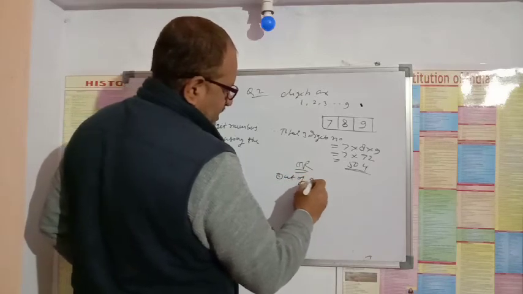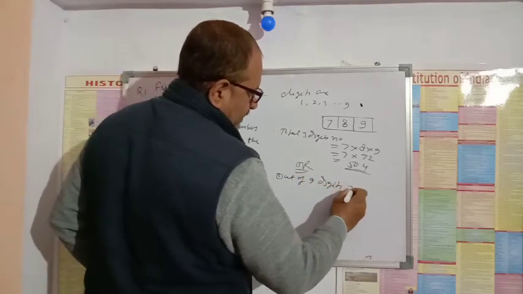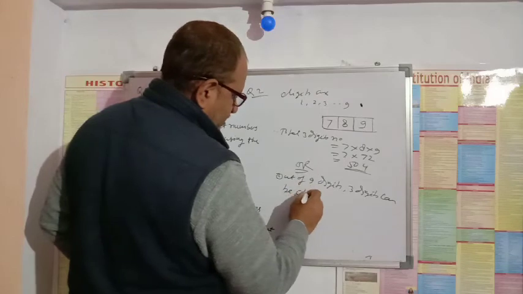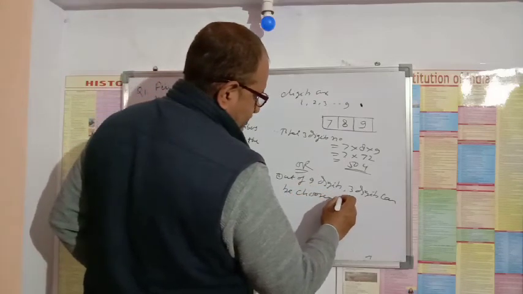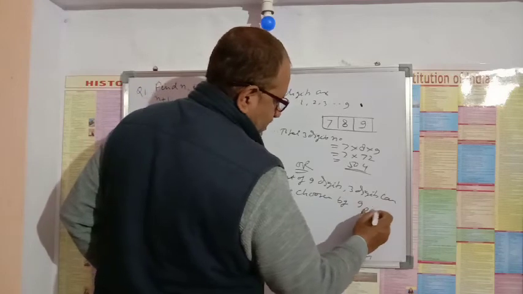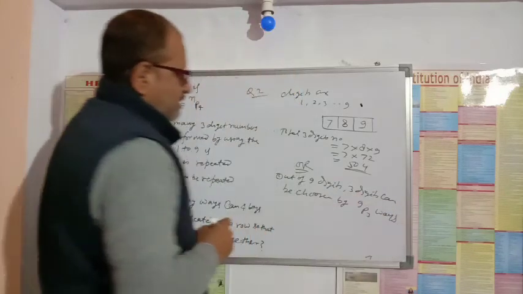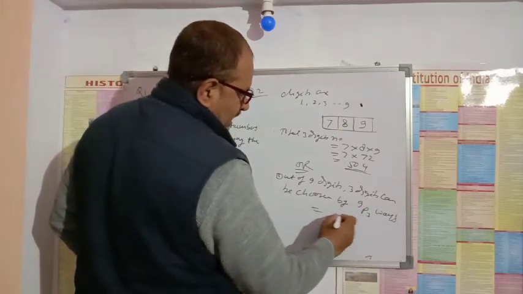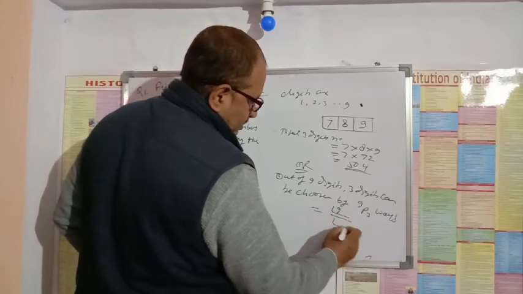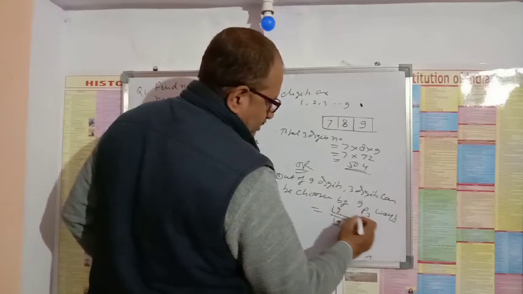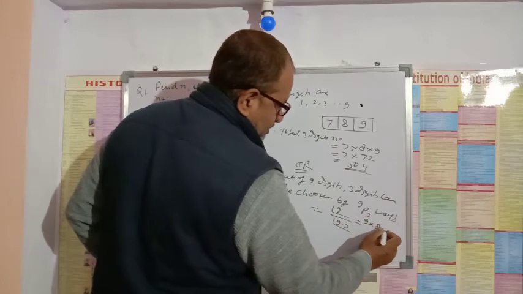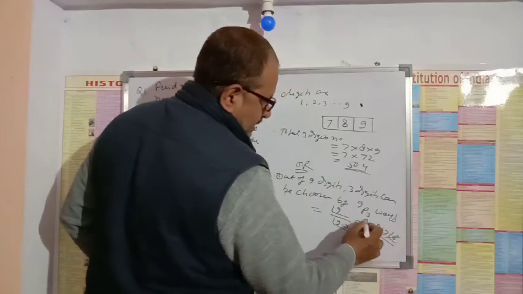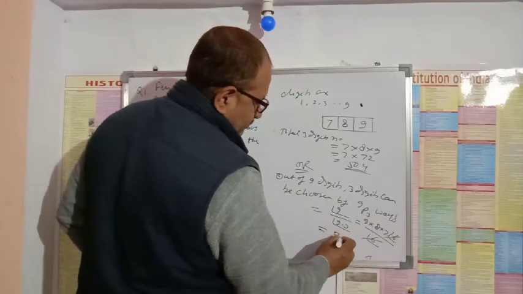Out of 9 digits, 3 digits can be chosen by 9P3 ways. So what is the 9P3 value? Factorial 9 upon (9 minus 3). Factorial 9 we can write as 9 into 8 into 7 outside, then inside will be factorial 6. 9 minus 3 is 6, factorial 6 and factorial 6 cancel. When we multiply it, we get 504.